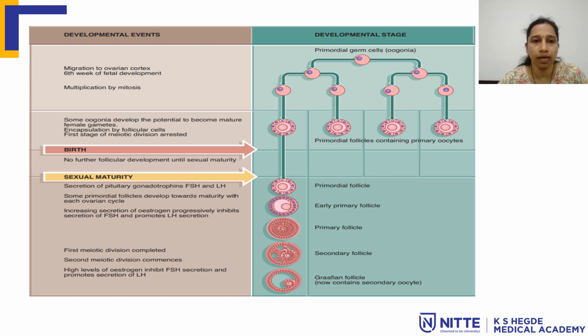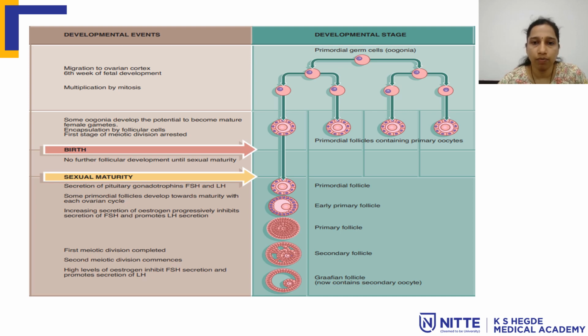Once the female attains puberty, in each ovulation cycle there is activation of around 20 primordial follicles. This activation is under the influence of the anterior pituitary, which secretes follicle stimulating hormone and luteinizing hormone, FSH and LH. Once there is stimulation of the primordial follicles, there is stage-wise enlargement of the oocyte and also increased follicular cell development.